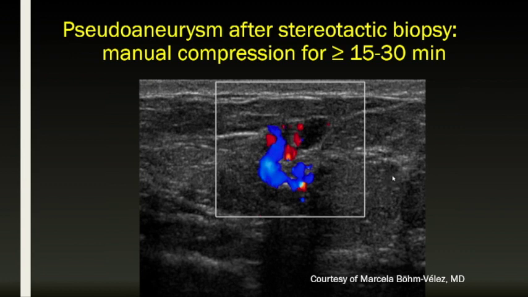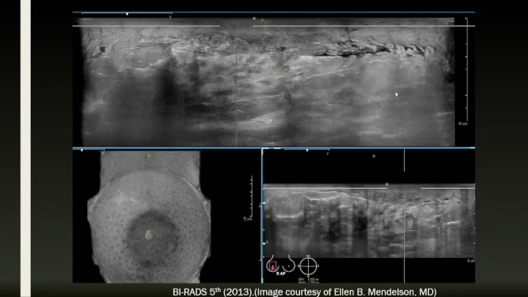This is a pseudoaneurysm after a stereotactic biopsy, and generally they can be thrombosed after you stand there and compress vigorously for 15 to 30 minutes. It may take longer than that, and if it does take more than an hour or so, give the surgeon a call. Here, this is the last case I'm showing you.